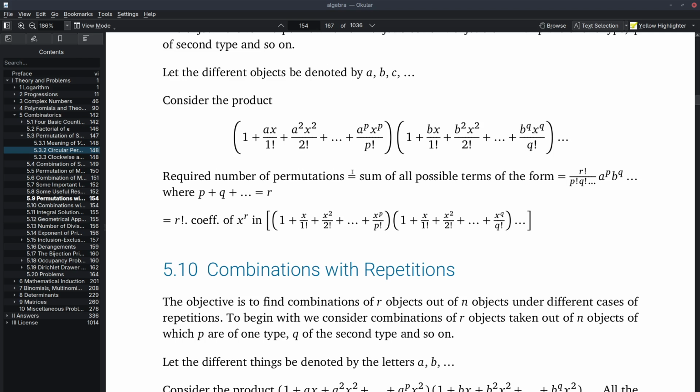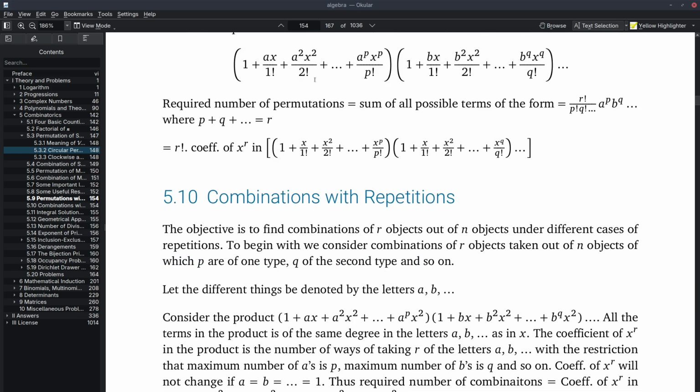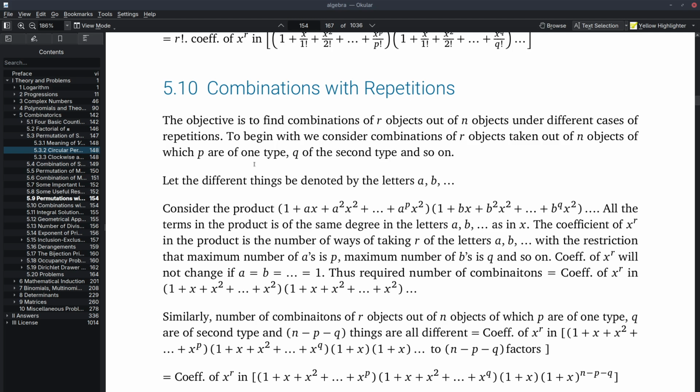So the required number of permutations is the sum of all possible terms of the form r factorial by p factorial q factorial and so on, into a to the power p, b to the power q, where p plus q and so on will be equal to r, which is essentially r factorial into the coefficient of x to the power r in this product. Basically what we have done is we substituted a equal to 1, b equal to 1 here to get this formula, and we are trying to find the coefficient of x to the power r in that.